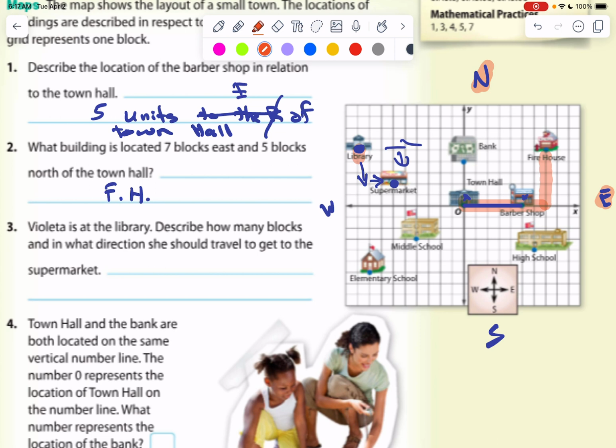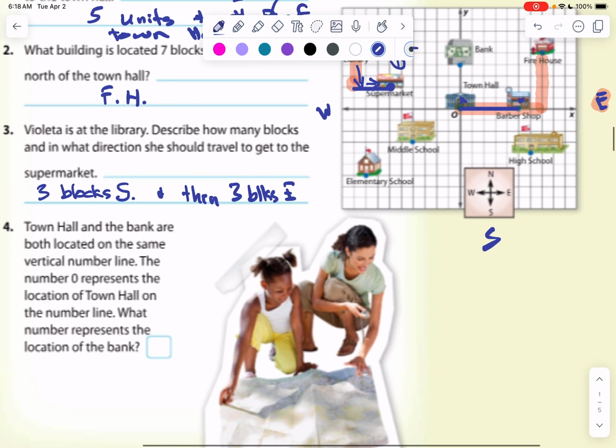So that's 1, 2, 3. Is that enough? 3? Yep. 3 blocks south. And then 1, 2, 3 blocks east. 3 blocks east. That's kind of fun.